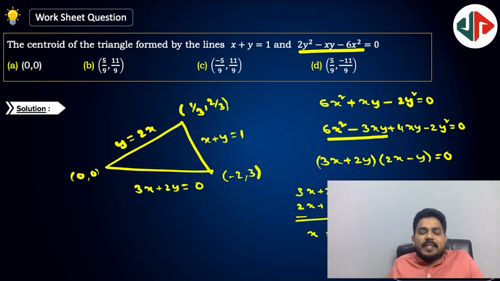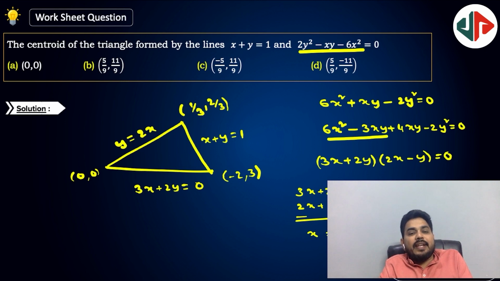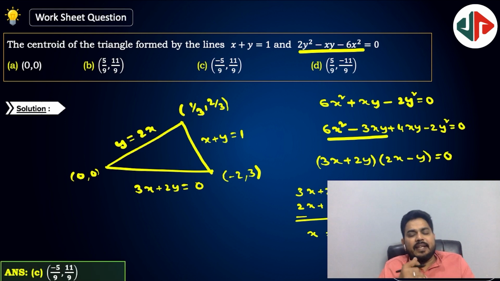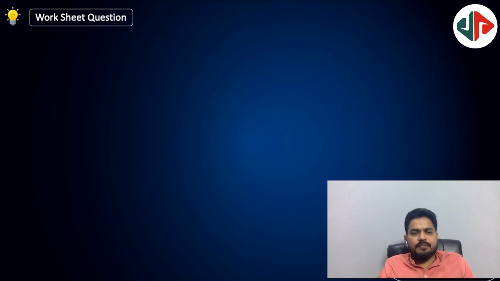So what is the centroid going to be? 1 by 3 minus 2 by 3. So it is equal to minus 5 by 9. 11 by 9 is the answer. So the only thing is splitting the given equation into two parts.